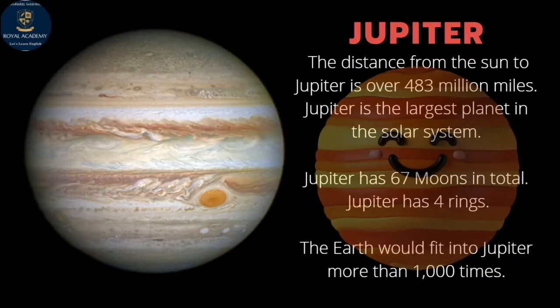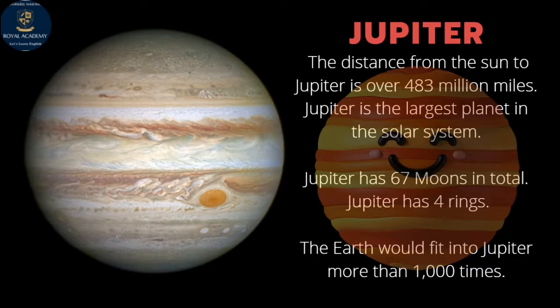Jupiter. The distance from the Sun to Jupiter is over 483 million miles. Jupiter is the largest planet in the solar system. Jupiter has 67 moons in total. Jupiter has 4 rings, and the Earth will fit into Jupiter more than 1,000 times. La distancia del Sol hacia Júpiter es alrededor de 483 millones de millas.